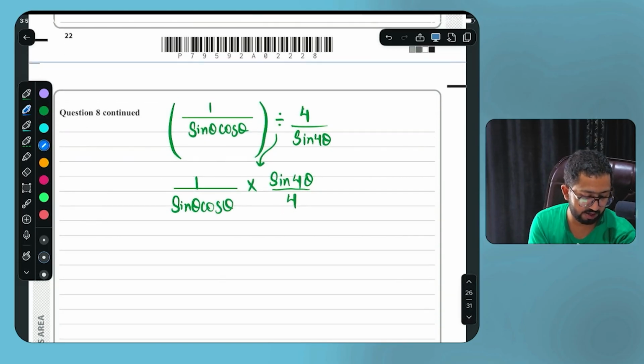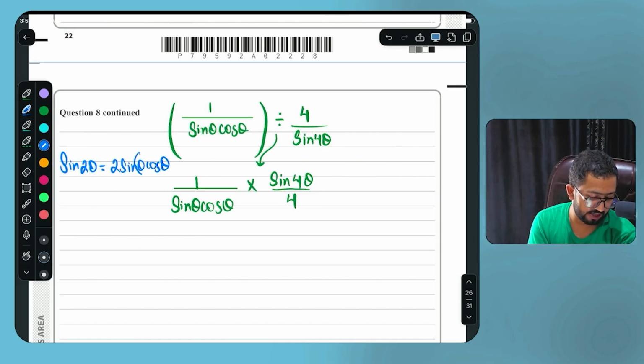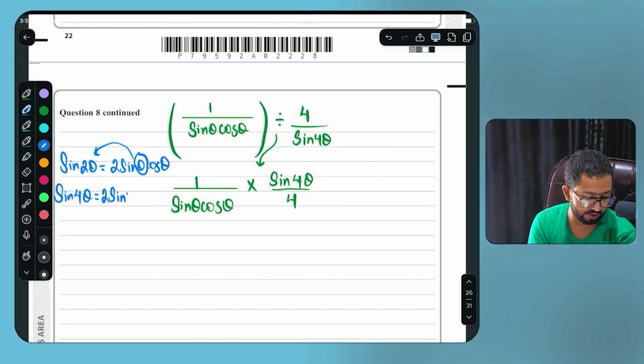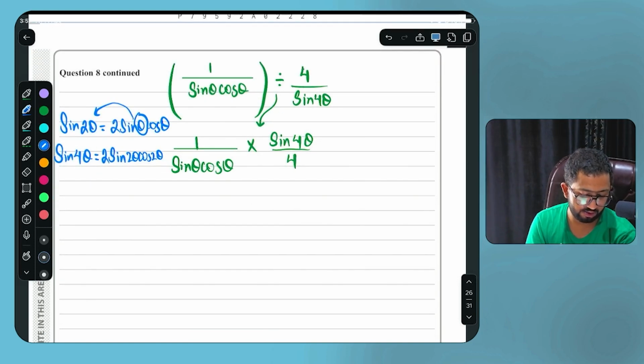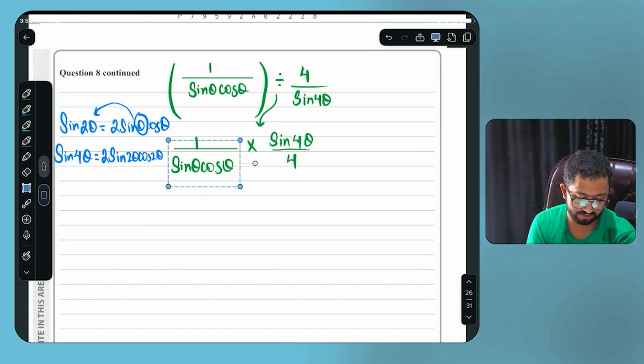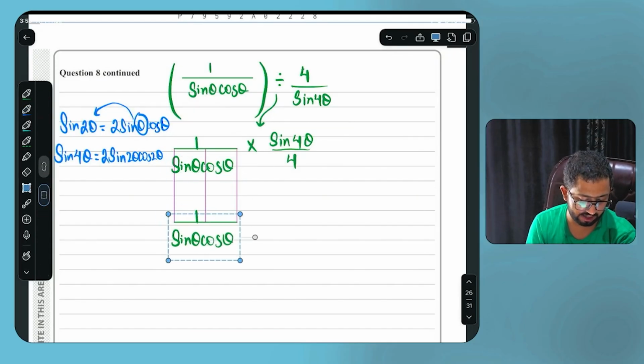So what is the formula of sine 4 theta? Everyone knows, sine 2 theta is equal to 2 sine theta cos theta. So this angle is always the half of this angle. So if you put 4 theta, you will get the half of 4 theta, which is 2 theta: sine 2 theta into cos 2 theta. You have to put that formula actually. It's automatically proved.